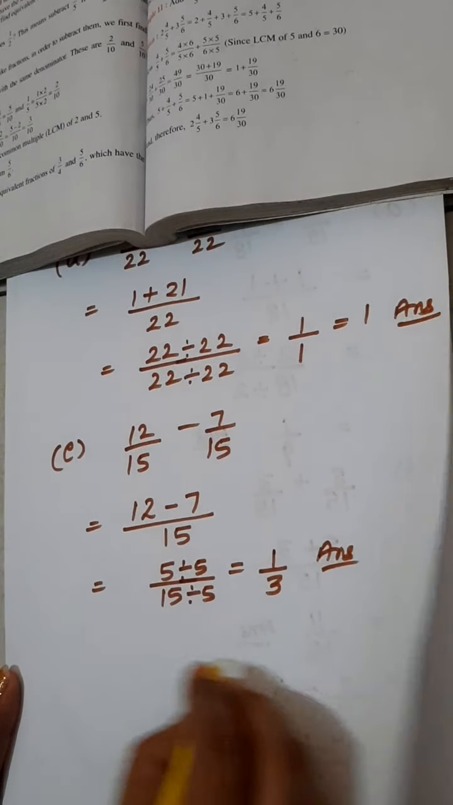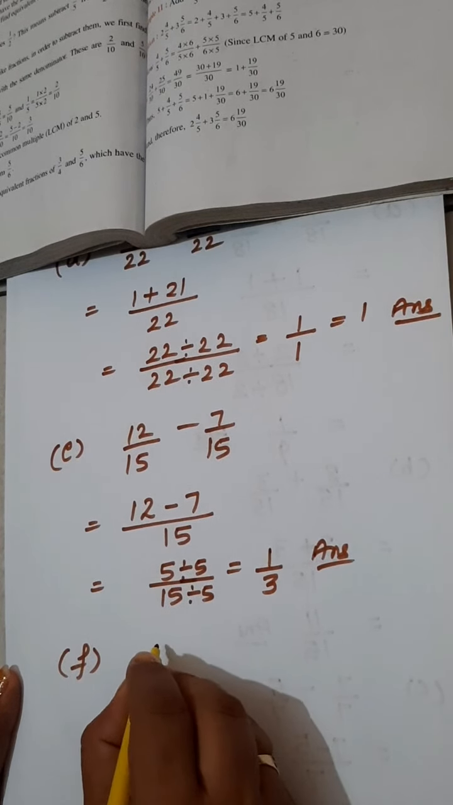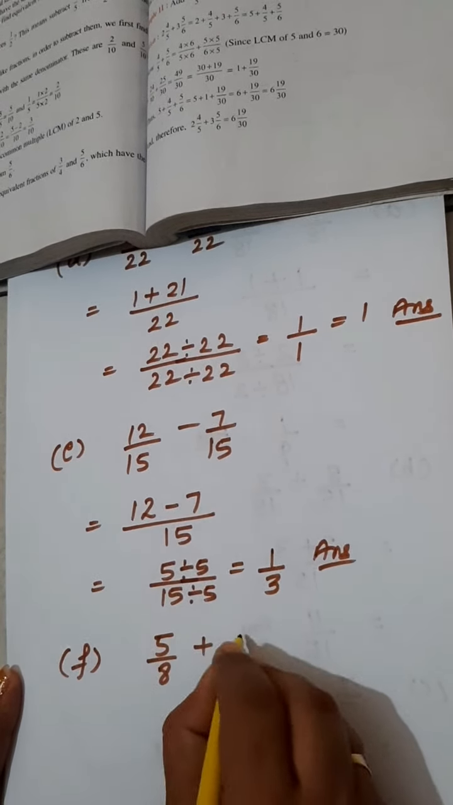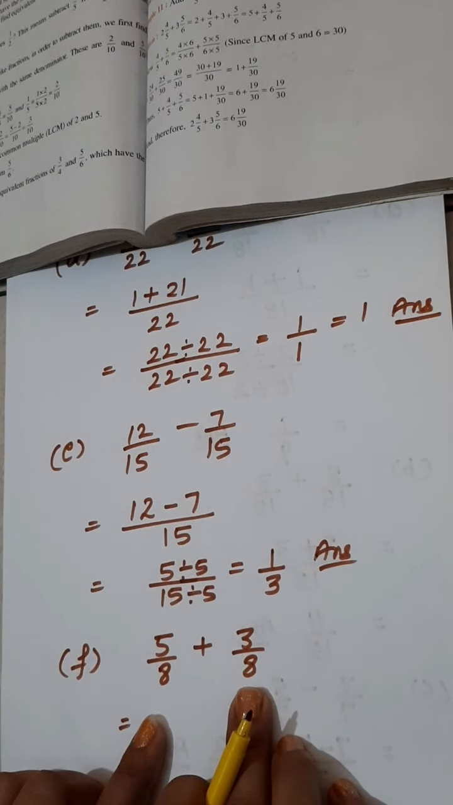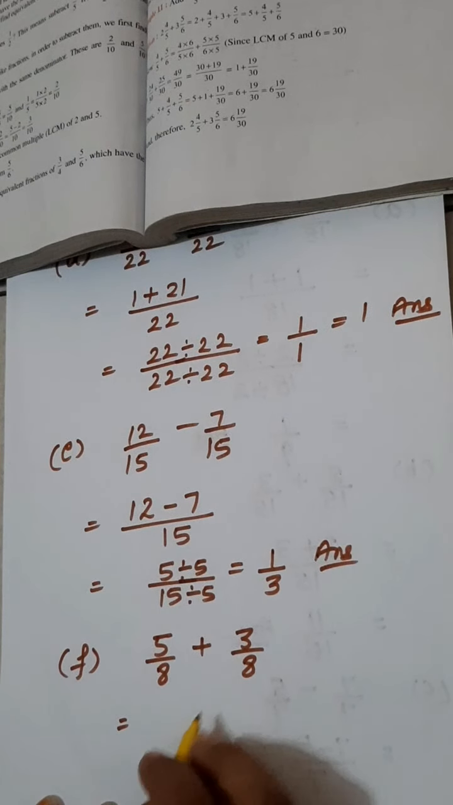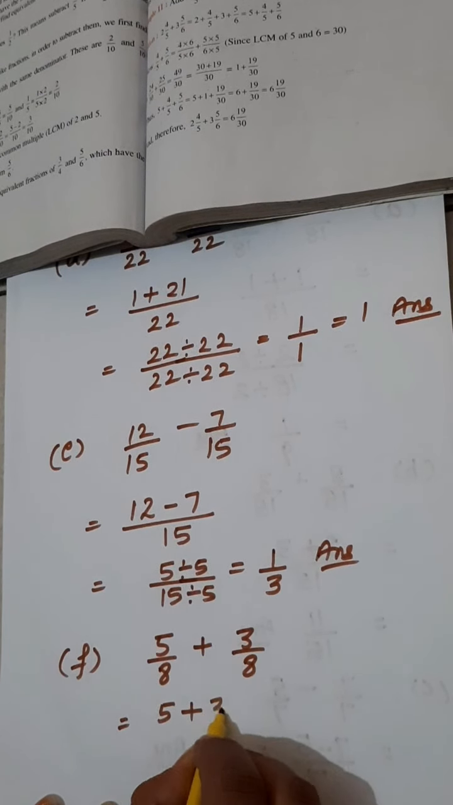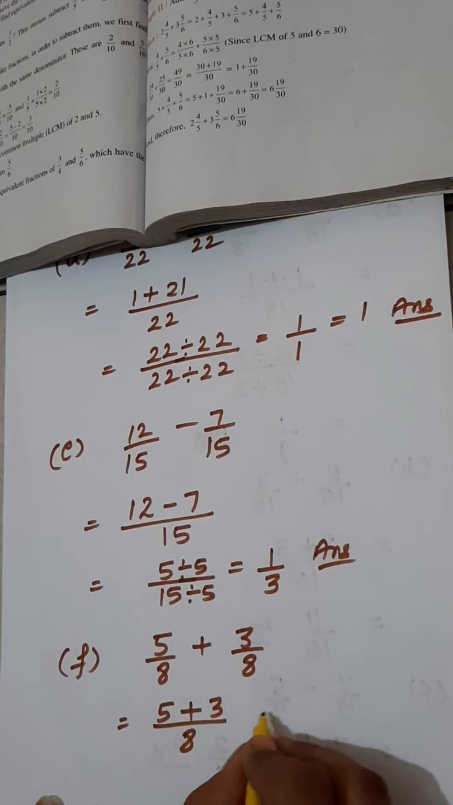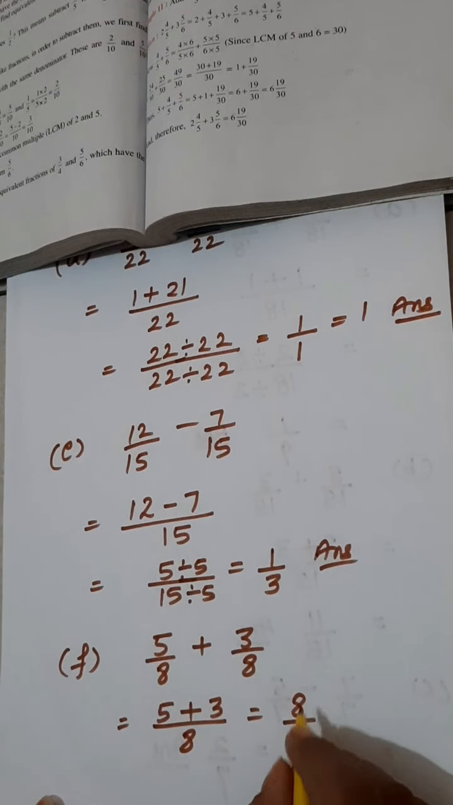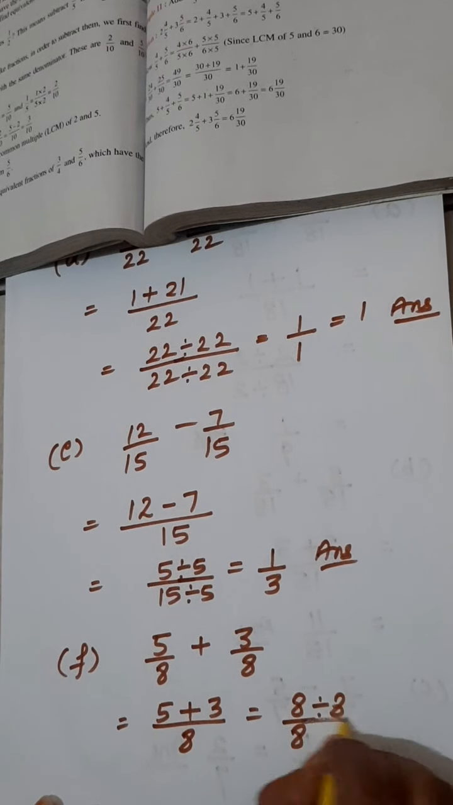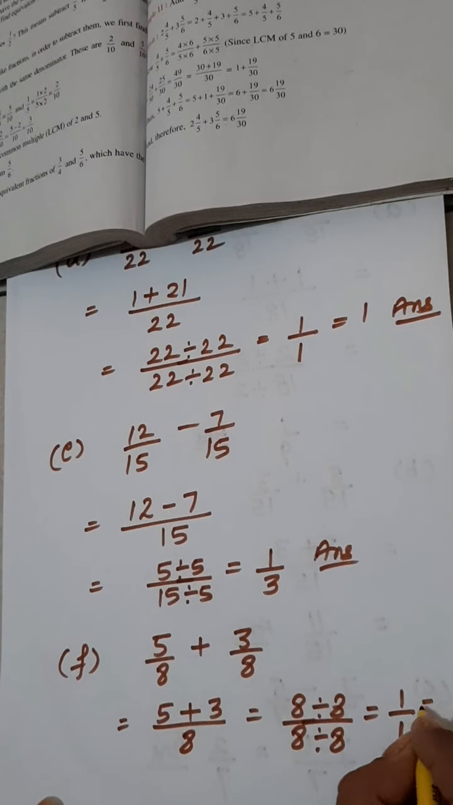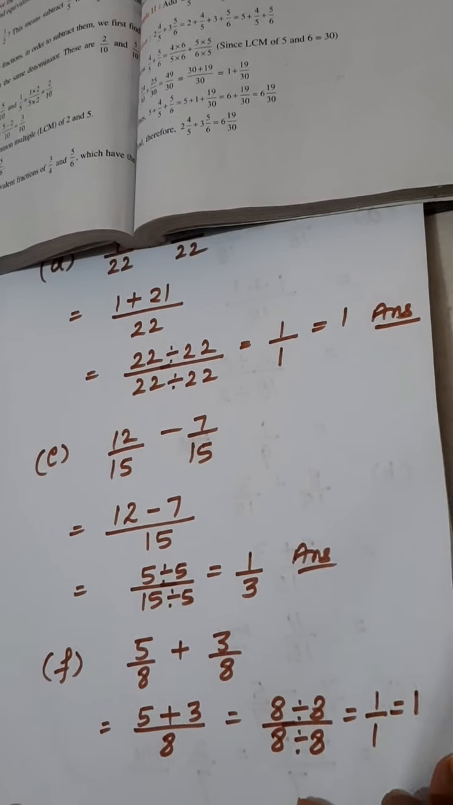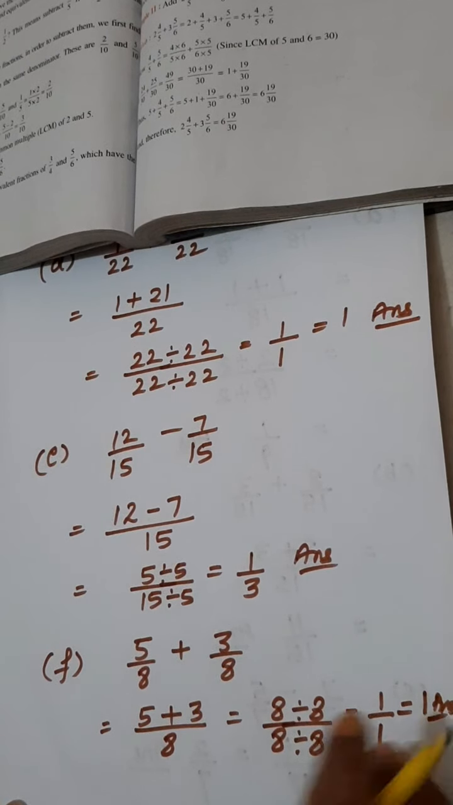Now next we have F part. F part is 5 upon 8 plus 3 upon 8. In this also we have denominator 8 in both the fractions, so you have to add as addition is given. 5 plus 3 upon 8. When you add, you will get 8 upon 8. As both are divisible by 8, I will write 8 divided by 8, 8 divided by 8. My answer will be 1 upon 1, which is equal to 1. So my final answer is 1. So this is my part F.